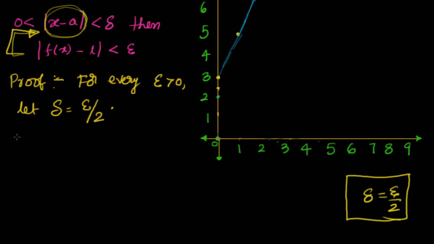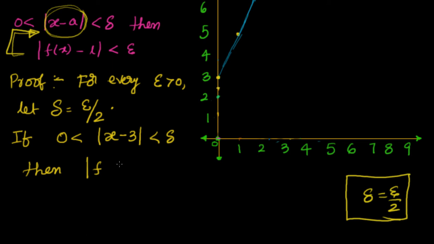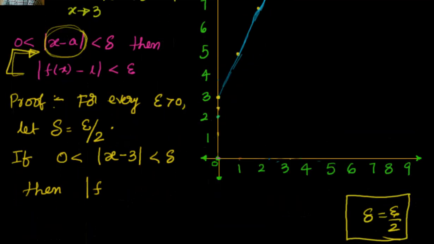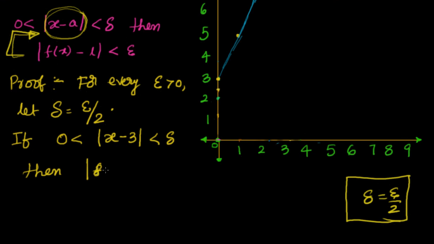We will say that we have to prove if 0 less than |x minus a|, that is nothing but |x minus 3| less than delta, then I have to prove, if you remember, f of x, that is nothing but 2x plus 3. I have to prove |2x plus 3 minus 9| is less than epsilon.